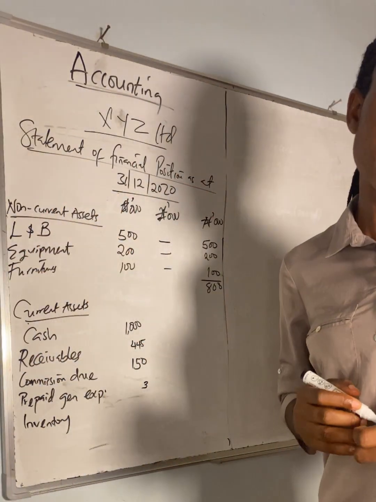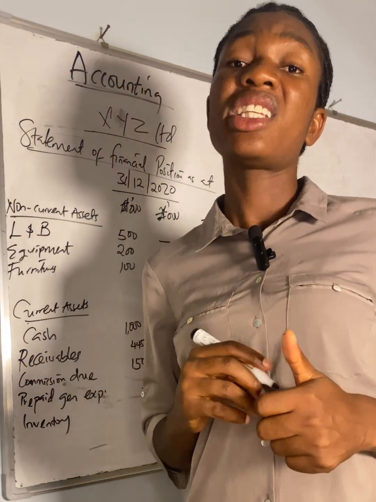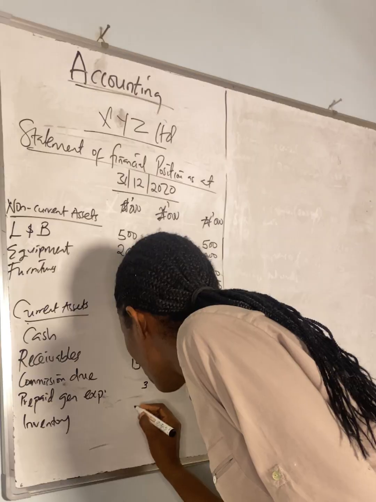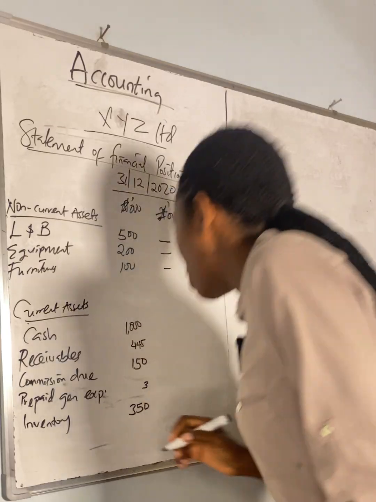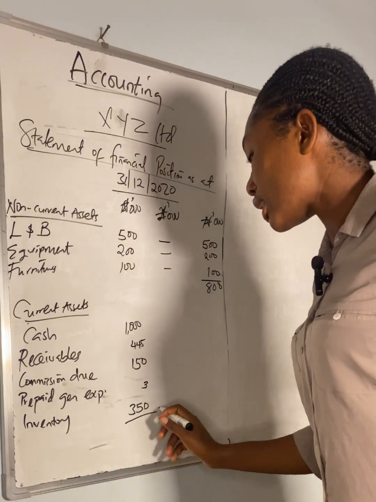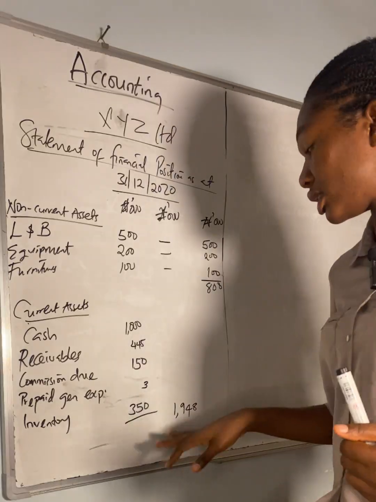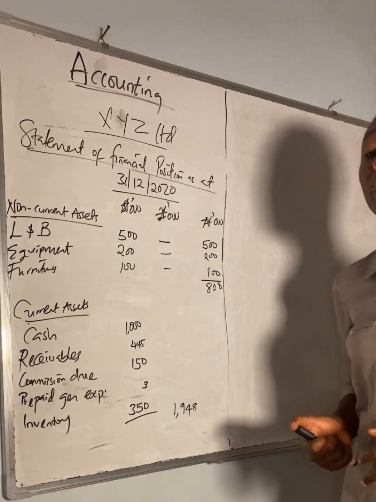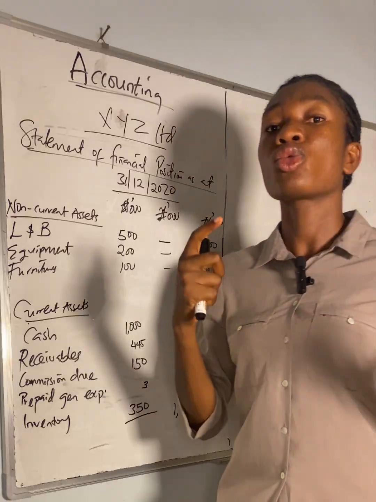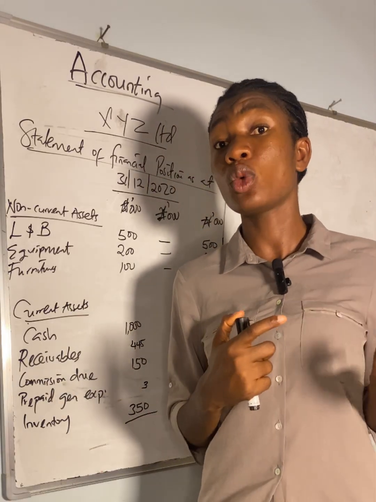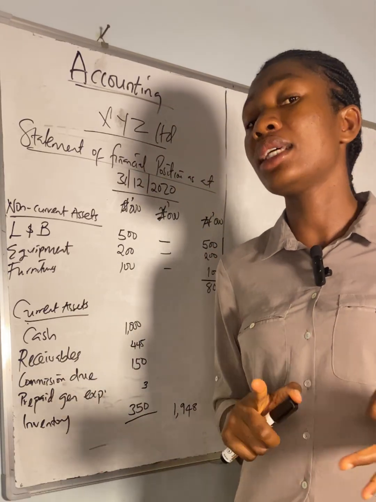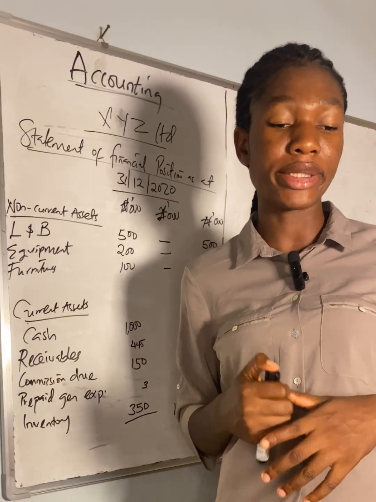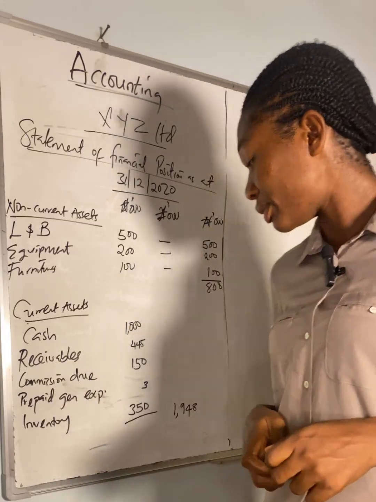Okay, and our closing inventory is given to be 350,000, so we are adding 350,000. All right, so our total value for non-current assets is 1,948,000. Now I want to less current liability so I can arrive at working capital. Your current asset less current liability will give you your working capital, right? So let's check for our current liability.